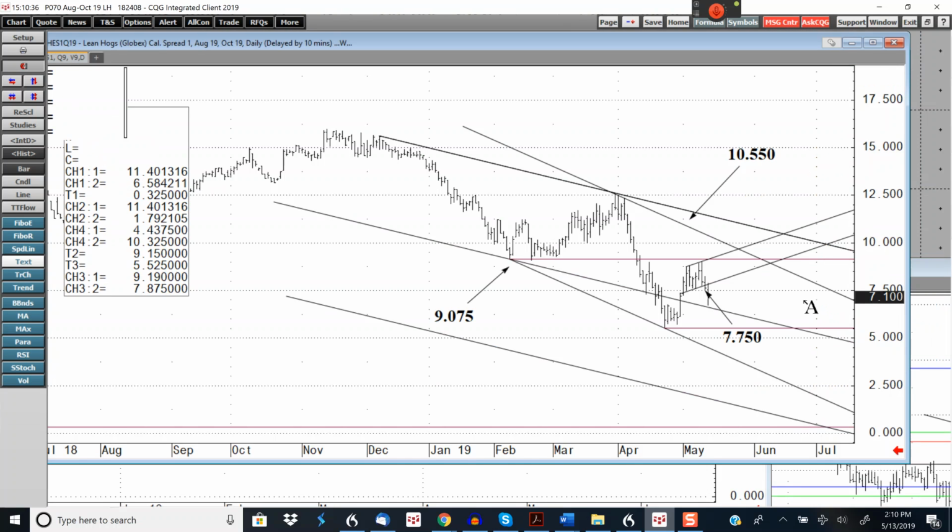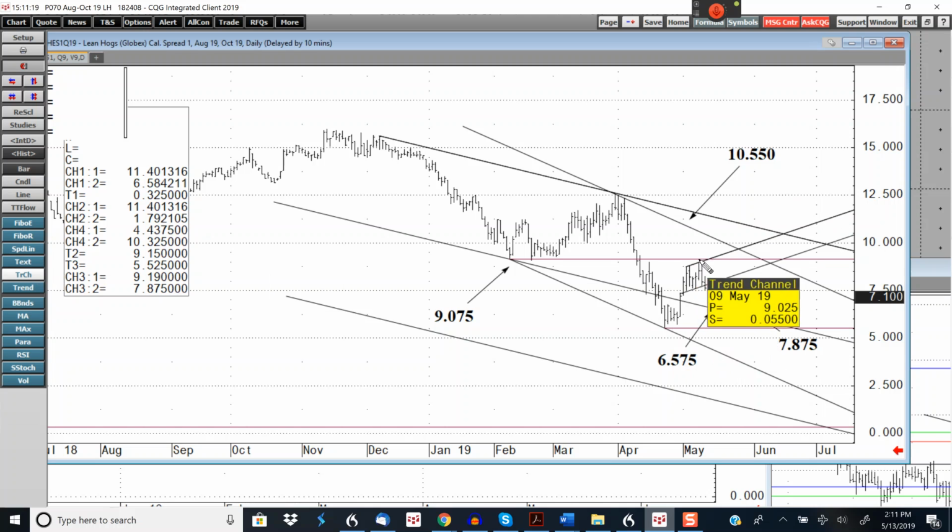August-October. Settled below this channel bottom on Friday. Follow through yesterday. We're familiar with this. This is that channel structure that we got back above. 7.875. This channel structure is 6.575. It does line up a bit with this old high at 6.700. We could play ping pong in here for a few days.